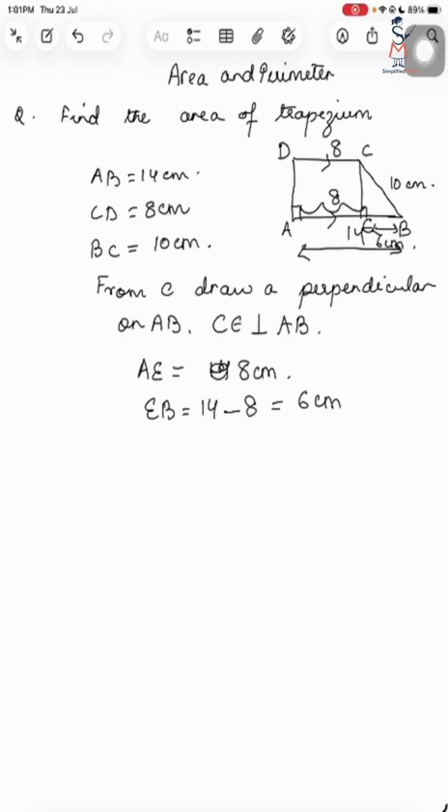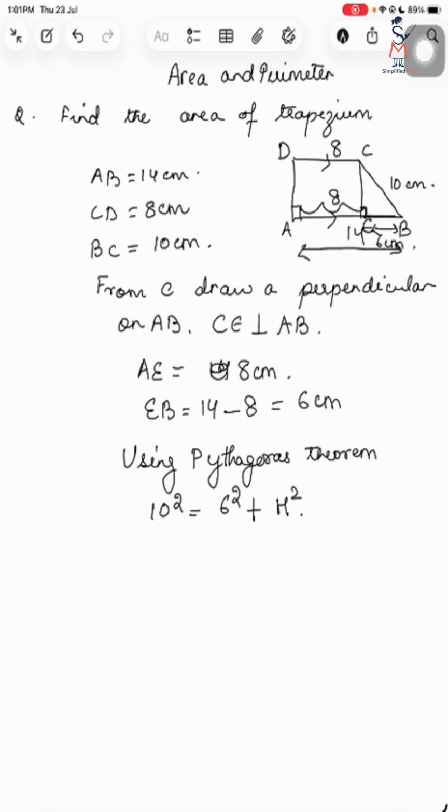Right? Now what we will do, using Pythagoras theorem. As this is a perpendicular, this is a right angle triangle. So 10 square is, the base is EB now, 6 square plus height square. Let the height be h. Fine. So it will be 100 is equal to 36 plus h square.